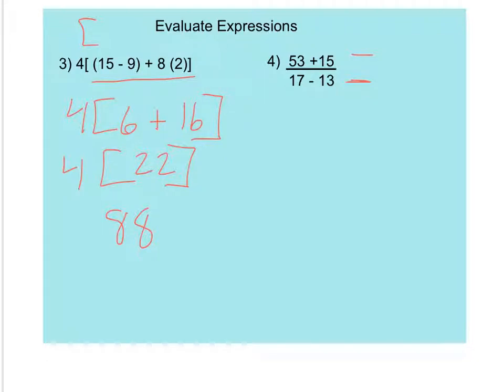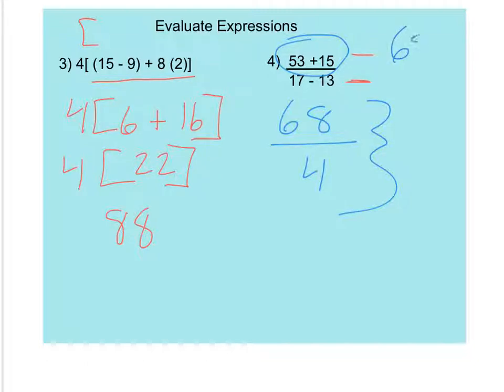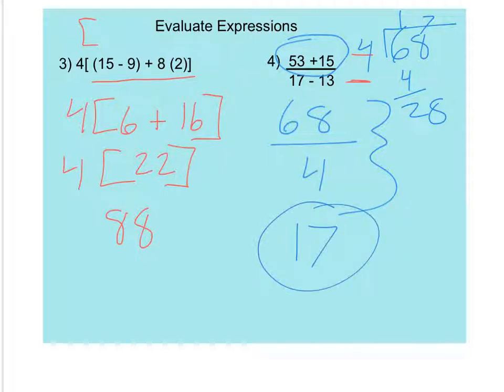So as we look at 53 plus 15, I'll go ahead and swap colors. 53 plus 15 gets me to 68. Then I have 17 minus 13, that gets us to 4. So again, we have 68 divided by 4. We can go ahead if we need to, work that over on the side of the paper. We're not using calculators at this point. 4 goes into 6 one time. 1 times 4 is 4. 28. We're going to get 17. So my final answer, and sometimes it helps on your paper to circle it, is 17.